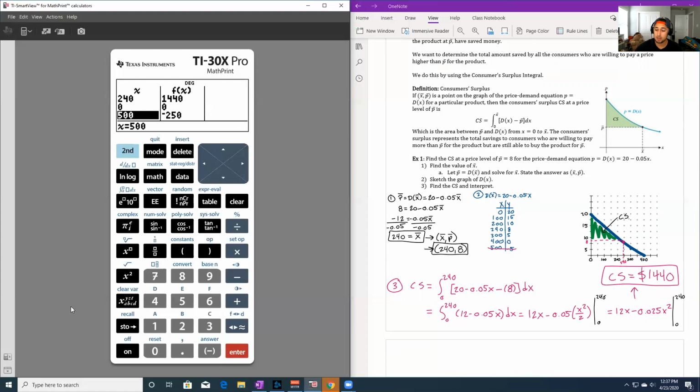Okay, that's it. Now again, shortcut, let's see. Second integral 0 to 240 of 12 minus 0.05x. Enter, 1440. Boom, beautiful. There it is. Okay, that was consumer surplus.